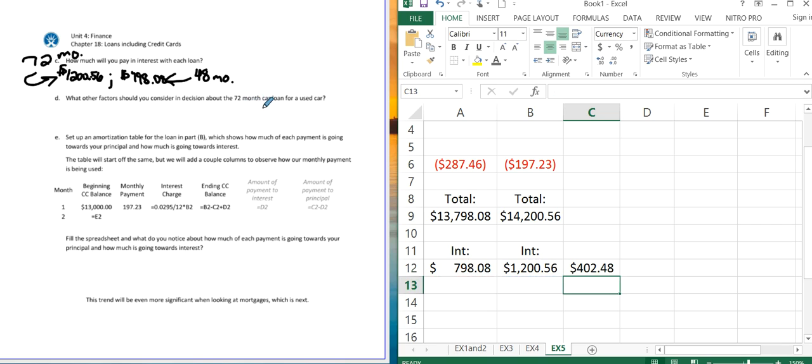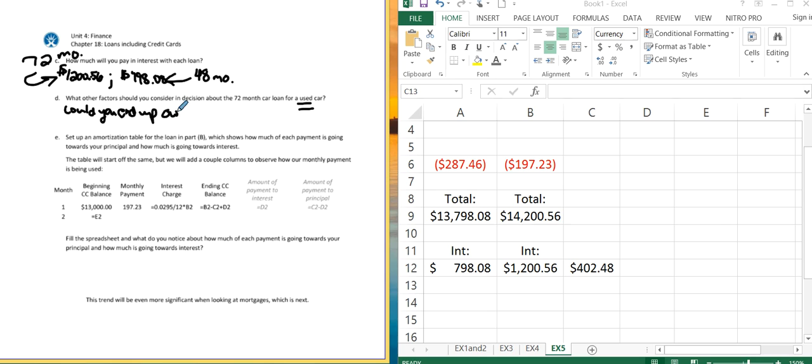So other factors that you want to think about in particular for a used car is, could you potentially end up upside down on this? Meaning, is there going to come a point where you're going to owe more than the car is worth? So that's one of the things that you want to think about. So why is that such a big deal?